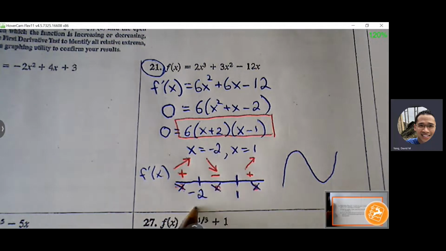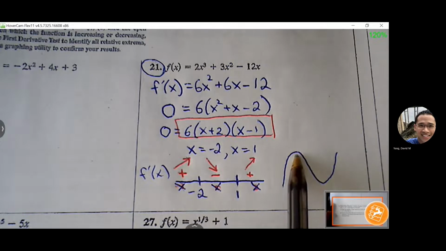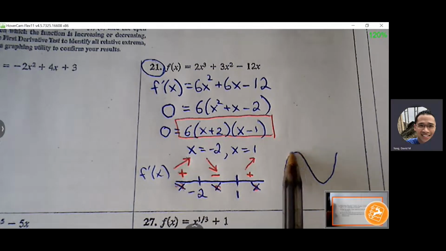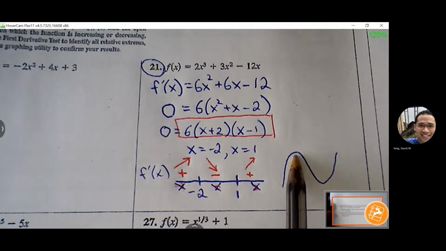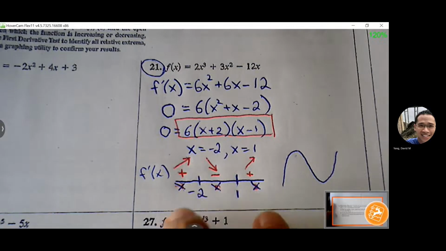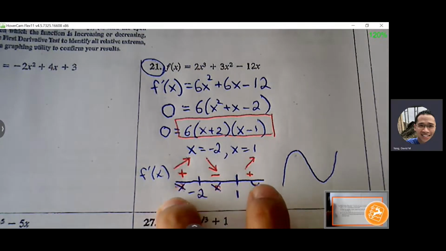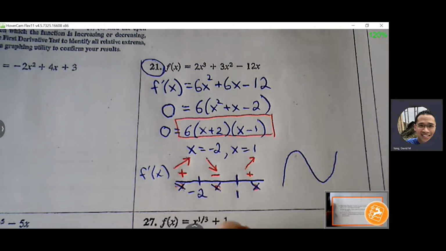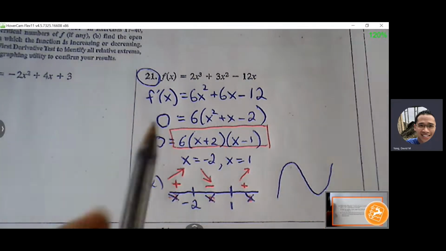So what do you expect at -2? What's special about this point here? Relative maximum, okay? And then what about at 1? Relative minimum, okay? And then you would say interval of increase would be where? Yep, and then 1 to infinity. Interval of decrease would be from -2 to 1. Good. So let's practice writing out those 4 statements.